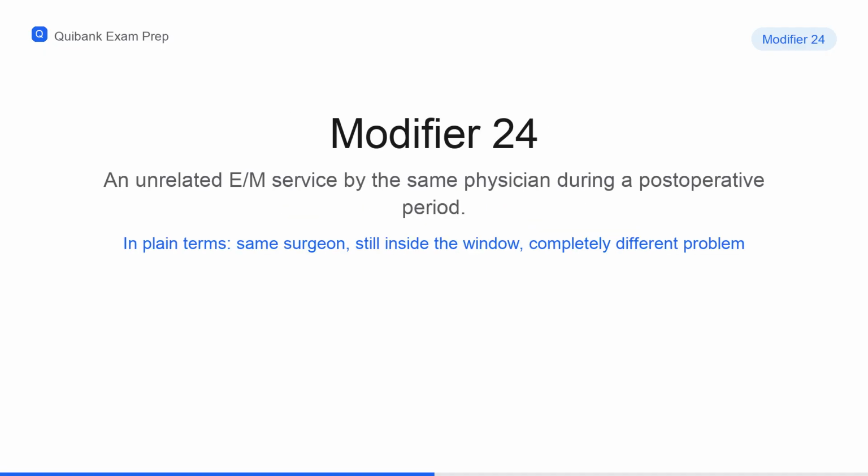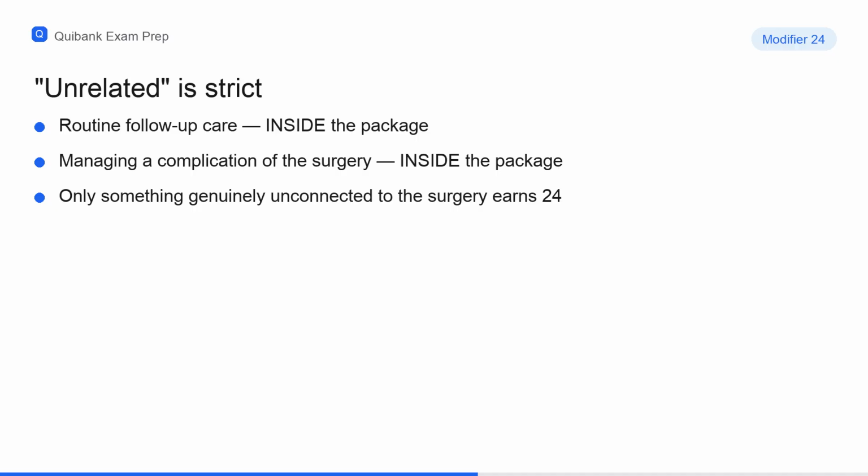Third modifier. Modifier 24 is for an unrelated evaluation and management service provided by the same physician during someone else's postoperative period. Same surgeon, still inside the global window, but a completely different problem walked in the door. The word that matters in 24 is unrelated, and the exam is strict about it. It has to be genuinely unconnected to the surgery. Routine follow-up care is inside the package. Managing a complication of the surgery is inside the package. 24 is only for something that has nothing to do with why you operated.